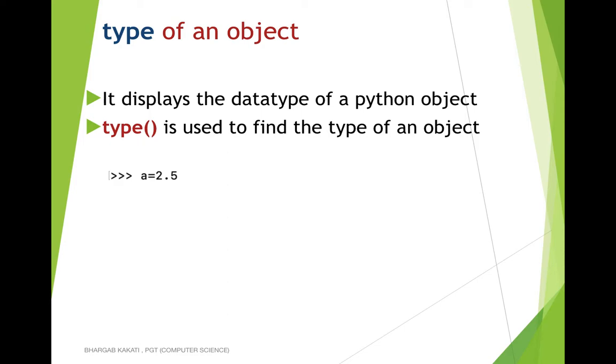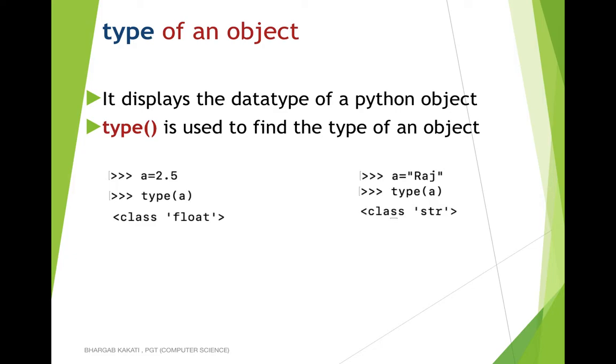For example, in the interactive mode, if I write a = 2.5 and now I want to check the data type of a, then I'll just give type(a) in the next line and I'll get the reply as class float. That means the data type of a is float. Similarly, if I give a = "Raj" and I need to check its data type, I'll just give type(a) and it will return me the data type of a, which is a string.